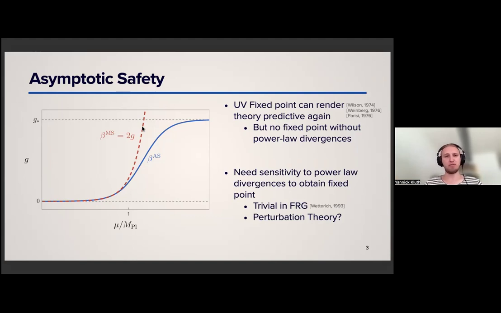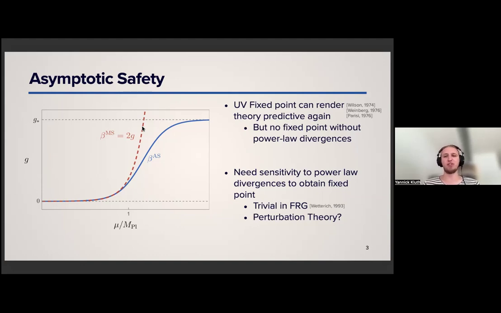And of course, in the functional renormalization group, this is basically built in, because there we have some sort of mass-like cutoff in the theory. And we have very naturally some sort of sensitivity to power law divergences. But in this talk, I want to ask whether we can also do this in perturbation theory and have some sort of perturbative scheme in which we have a UV fixed point. And this is motivated by different facts.